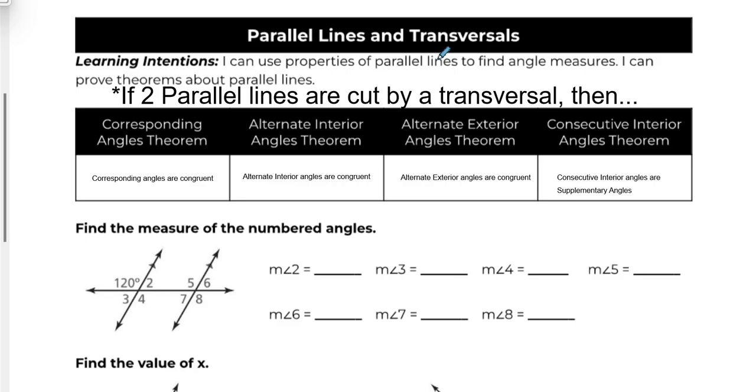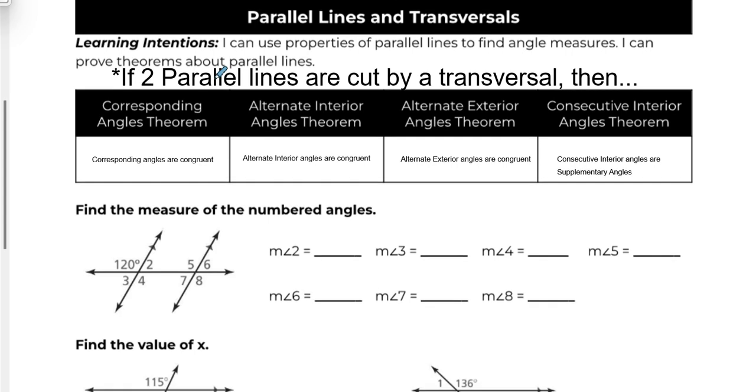So, a big if-then statement prior to breaking down into four new theorems. I would write this down right here. If two parallel lines are cut by a transversal, then... Well, you kind of did this when you did your discovery activity last Friday. What you were supposed to find out is if two lines that are parallel are cut by a transversal, then corresponding angles are congruent.